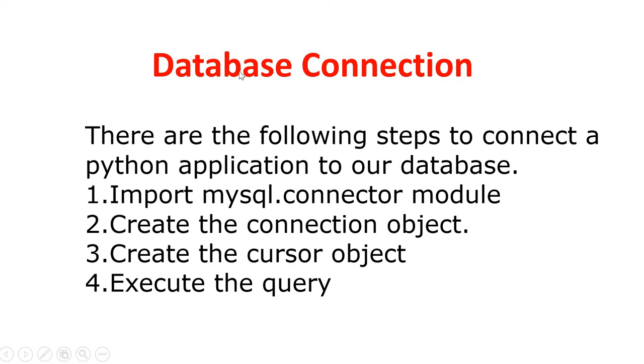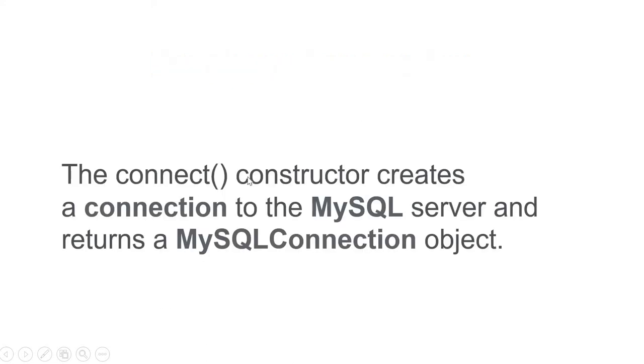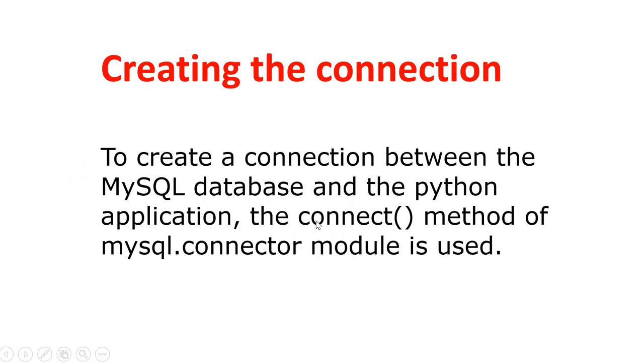Now, what are the steps to connect the database? There are the following steps to connect a Python application to our database. Number 1, import mysql.connector module. Number 2, create the connection object. Number 3, create the cursor object. Number 4, execute the query. That's it. The connect constructor creates a connection to the MySQL server and returns a MySQL connection object.